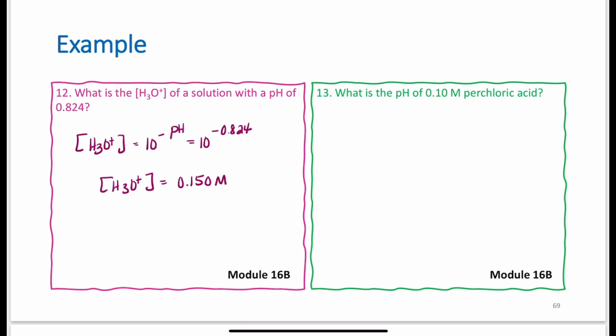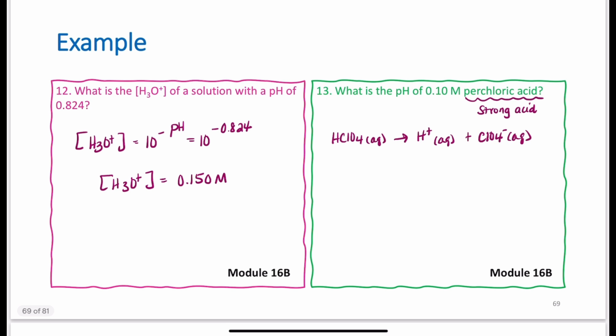What about number 13? What is the pH of a 0.1 molar perchloric acid solution? I need to recognize that perchloric acid is a strong acid. As such, it dissociates 100% in solution. So HClO4 aqueous breaks into H plus ions and ClO4 minus ions. But if I started with a 0.1 molar solution here, that means I have 0.10 molar here and 0.10 molar here.